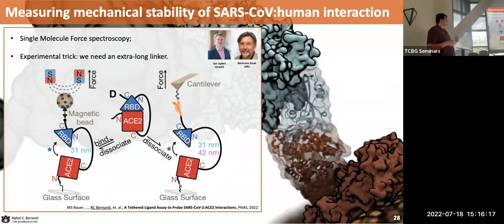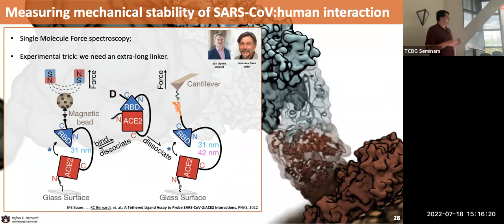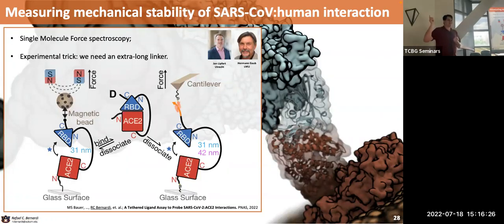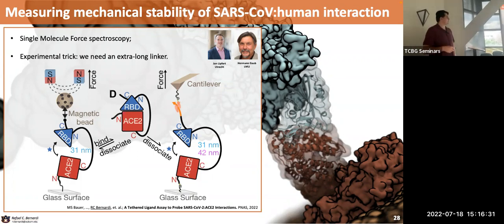So the way we did it was actually to create a linker connecting the RBD to the ACE2. So it now became one protein. So when you're doing single molecule, you're actually doing single molecule. You're measuring every time the same molecule. So you go up and down, it's actually always measuring the same molecule.